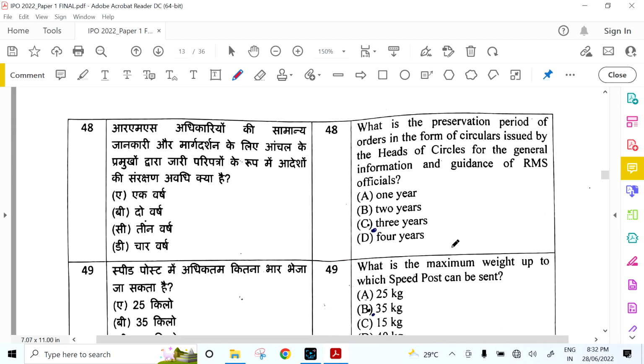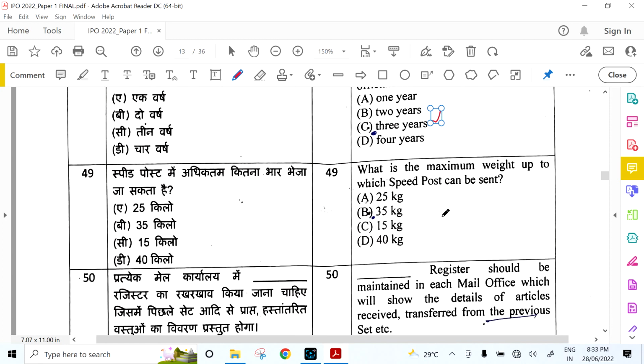What is the preservation period of orders in the form of circulars issued by head of the circles for general information and guidance of RMS? The answer is 3 years. And this is rule 10 of volume 7. In volume 7 you find this rule 10.